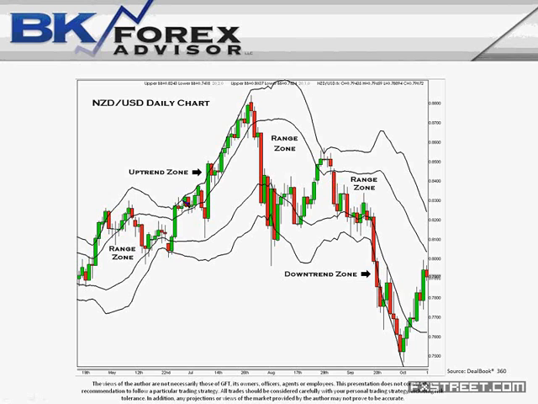What this does is it allows you to understand that, for example, the New Zealand dollar has been in a very strong uptrend and in an uptrend channel. And similarly, then it was in a very strong downtrend and downtrend channel.